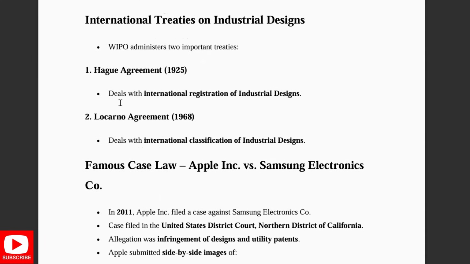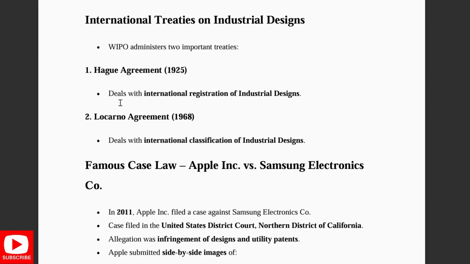International treaties on industrial design. WIPO administers two important treaties. The first is the Hague Agreement in 1925 that deals with the international registration of industrial designs. The Locarno Agreement in 1968 deals with the international classification of industrial designs.